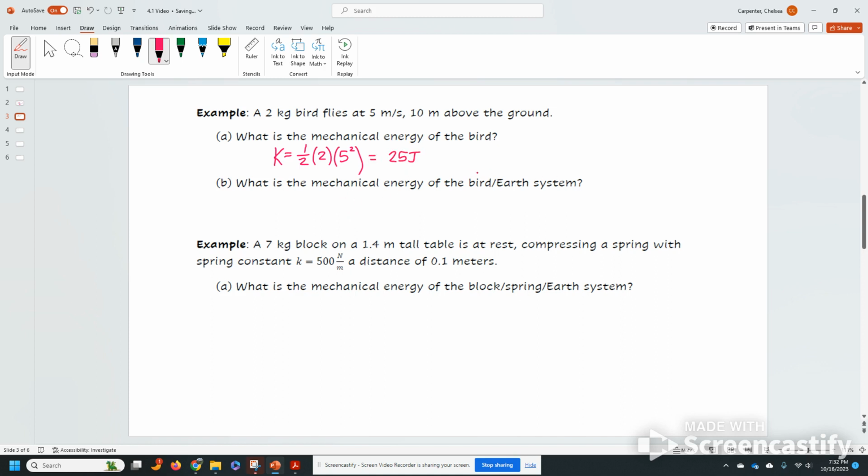But if we think about the bird-Earth system, so now we get to include the Earth, which means we get to include this 10 meters above the ground. The bird has energy that is comprised of kinetic energy and potential energy. So we're just going to add them together for the total mechanical energy. So that's going to be our 25 joules plus the mass times g times the height, which comes out to a total of 221 joules of energy.